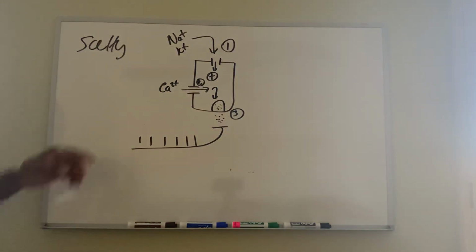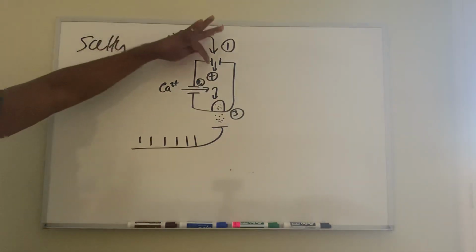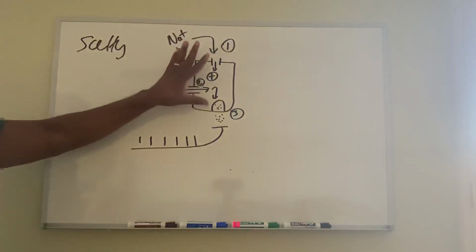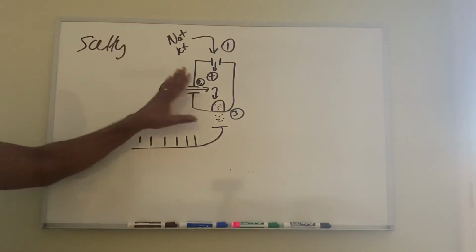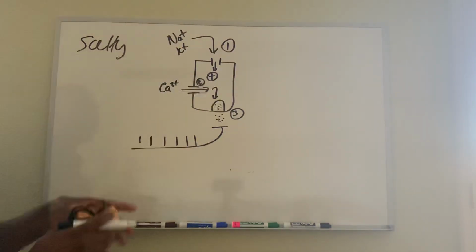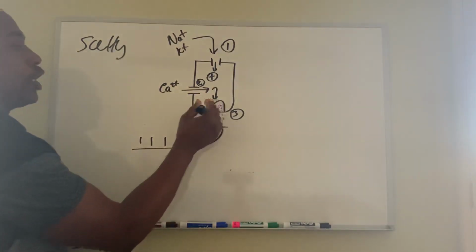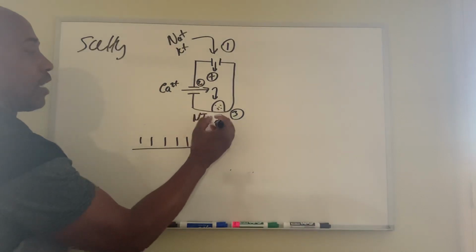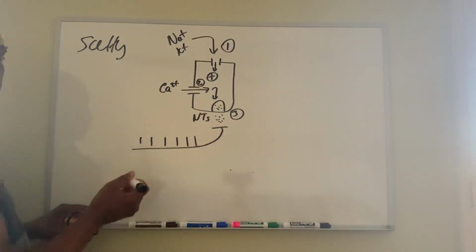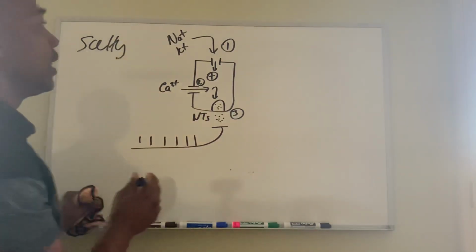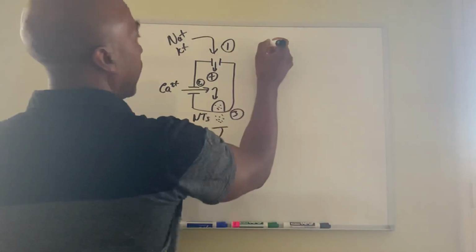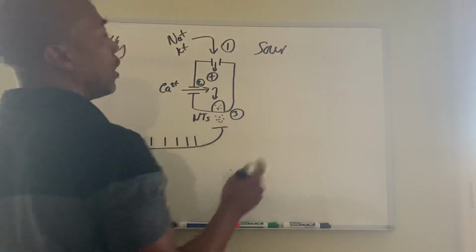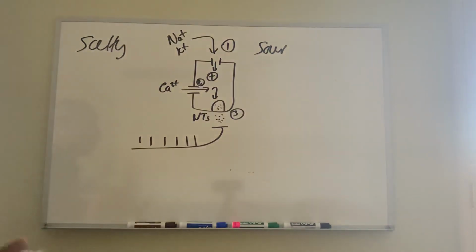So again, step 1 is sodium and potassium enter. That will depolarize the cell to open up voltage-gated calcium channels. Then calcium enters, and that will trigger your vesicles to release NTs, which will then activate the taste neuron. Okay, that's salty. Similarly, sour has a very similar mechanism of action.